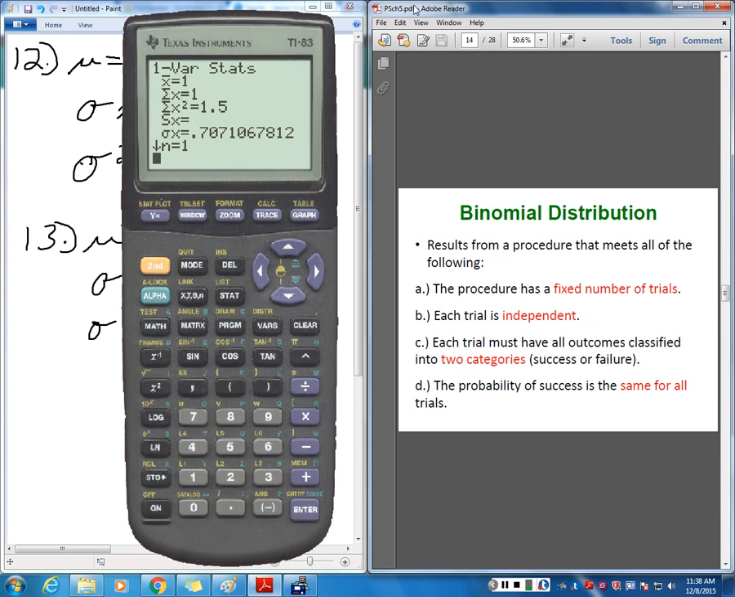In the next video, we'll talk about a specific discrete probability distribution that's extremely special to us in this course. It's called the binomial distribution. It results from a procedure that has 4 characteristics.